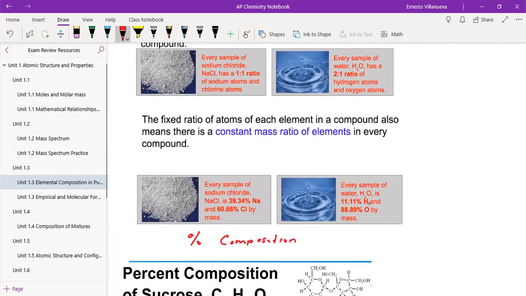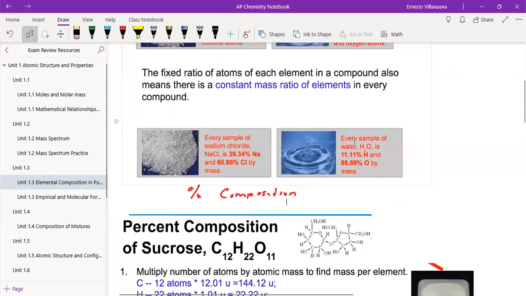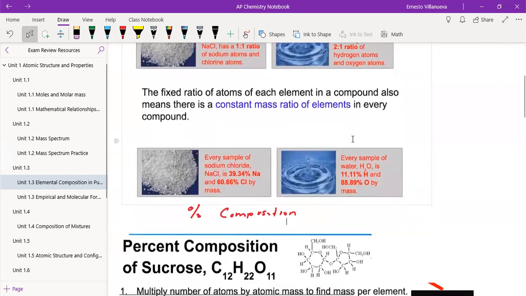So remember that. Basically, the percent composition is going to be pretty much the same across the board, no matter where you get your salt or your water. It's always going to have right around this percentage, if not exactly that. And that represents the percent composition of each atom in the given compound. So how do we find percent composition?